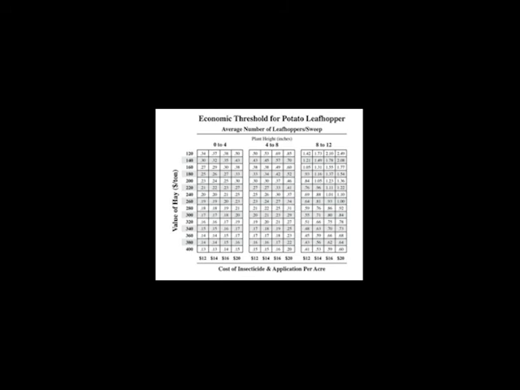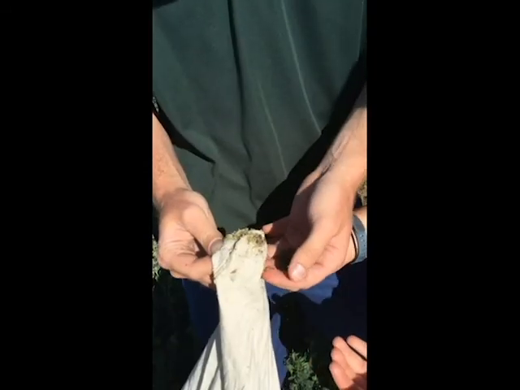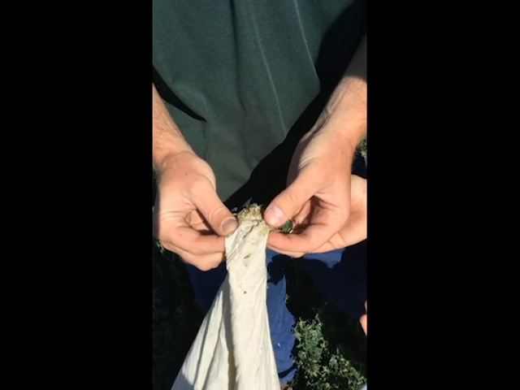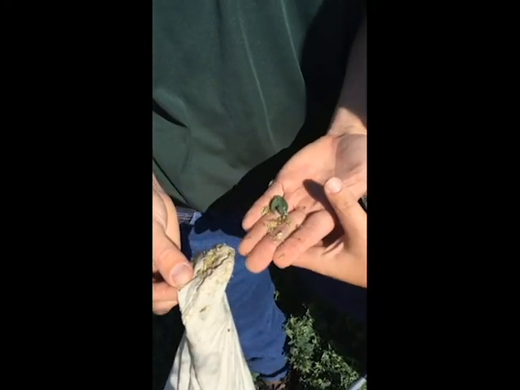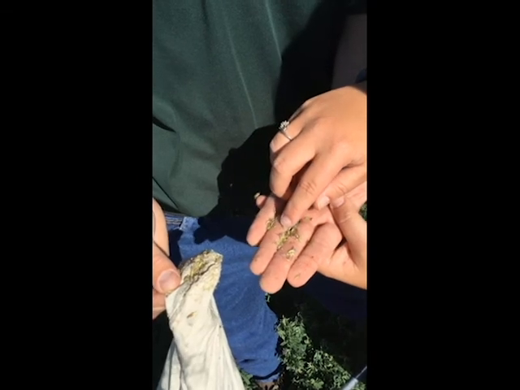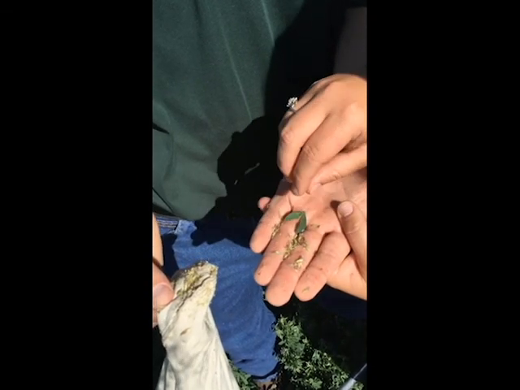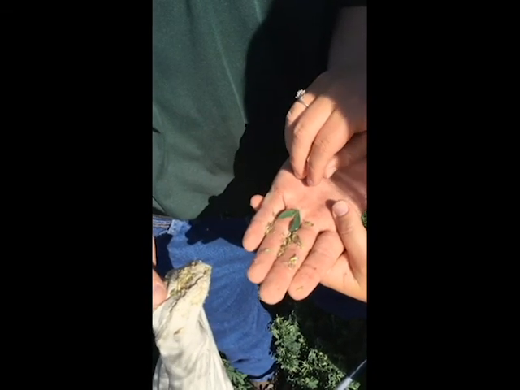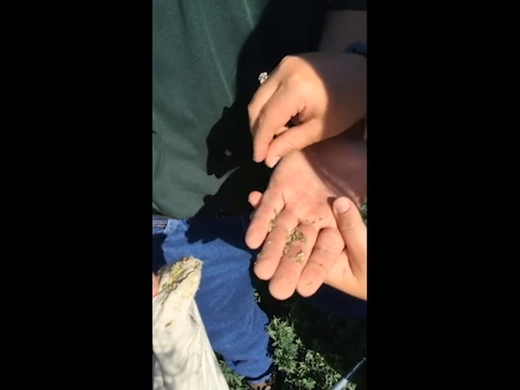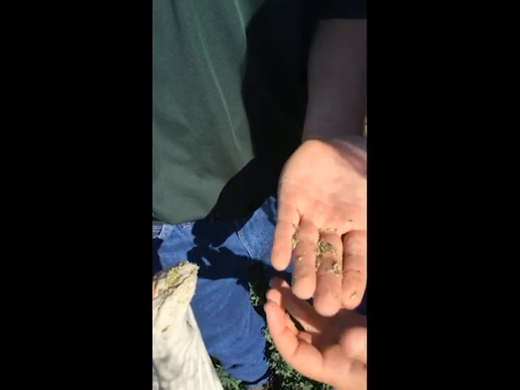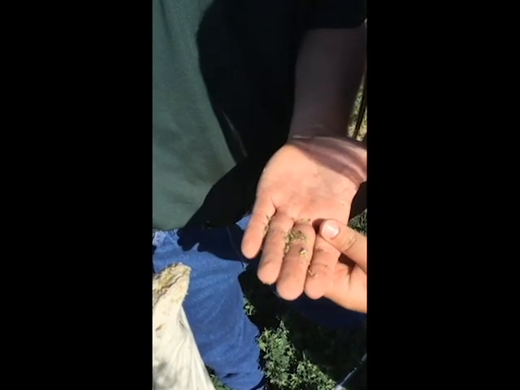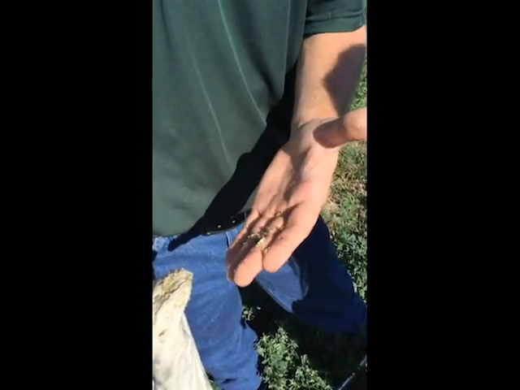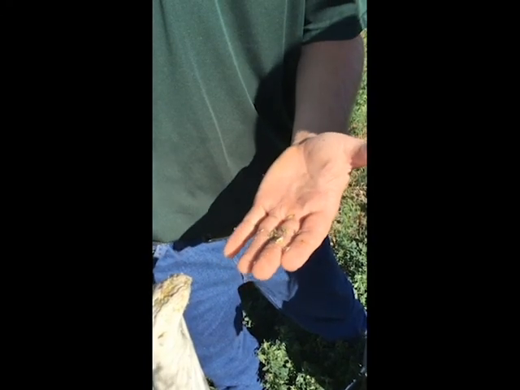So I would say through there you see quite a few. We got quite a few insects here. All different kinds. Right here is a potato leafhopper. Then right here is an aphid of some sort. I would say probably a pea aphid. Let's see. See anything else?